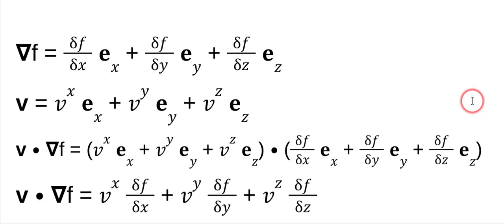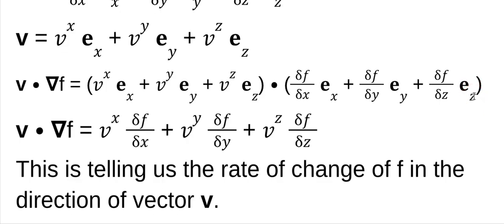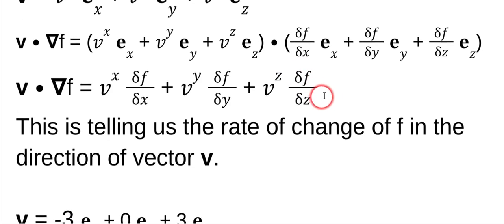First I want to say this is telling us the rate of change of f, the scalar, in the direction of v. So it is a directional derivative in the direction of v. That's what it's telling us.